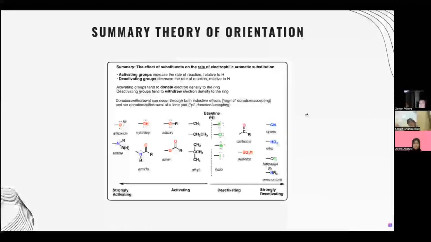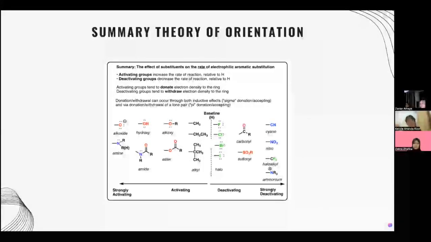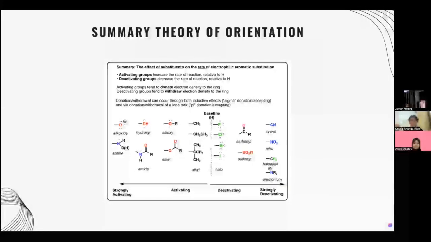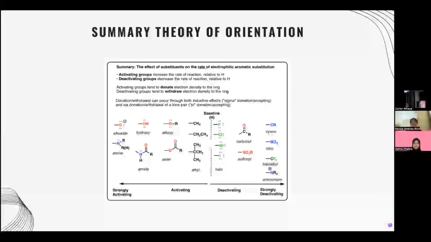So for the theory of orientation, this is a little bit of a summary. Activating groups increase the rate of reaction relative to H, while deactivating groups decrease it. Activating groups tend to donate electron density to the ring, while deactivating groups tend to withdraw electron density from the ring. There are strongly activating and strongly deactivating groups. The strongly activating ones are alkoxide and amine, while the strongly deactivating ones are cyano, nitro, and haloalkyl.